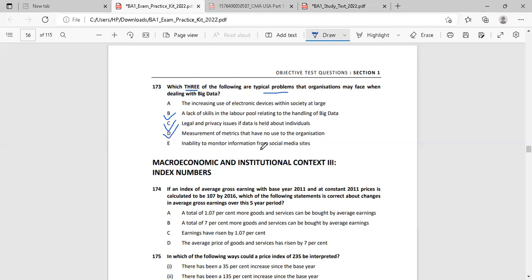Inability to monitor information from social media sites. So it is not about monitoring the social media site. It is only to capture the data from social media sites. After capturing, it is validated for its genuineness. As the data is being circulated on the social media sites, it is not about monitoring the information. It is just capturing and then verifying whether it is useful or not. So on that note, E cannot be the answer.